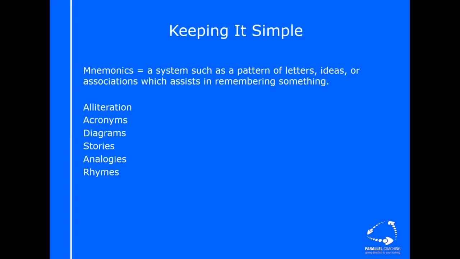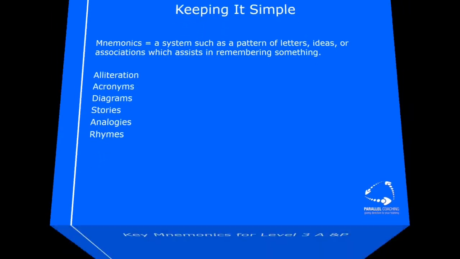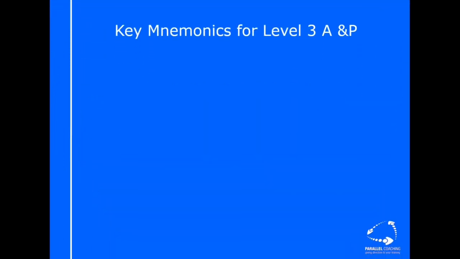Mnemonics are a system, such as a pattern of letters or ideas or associations, which assist in remembering something. The word mnemonic is a strange word anyway in terms of spelling and looking at it, but don't be scared by it as a word, because it allows you to really understand. We're going to be looking at a few of these here today and relating them to your level 3 anatomy and physiology. The ones we're going to look at in particular are alliteration, acronyms, diagrams, analogies, and rhymes. So let's have a look at how these relate specifically to your level 3 anatomy and physiology.